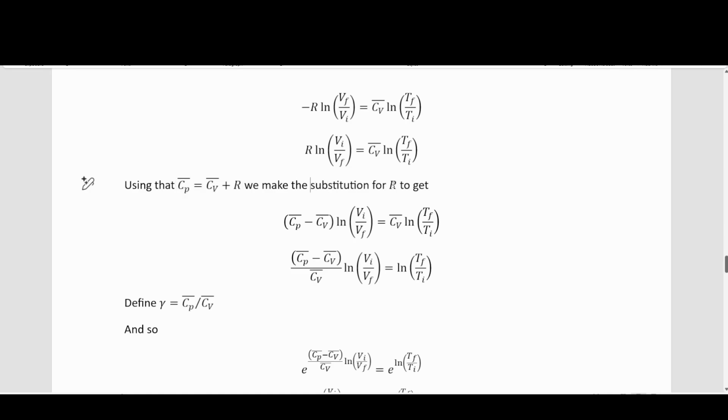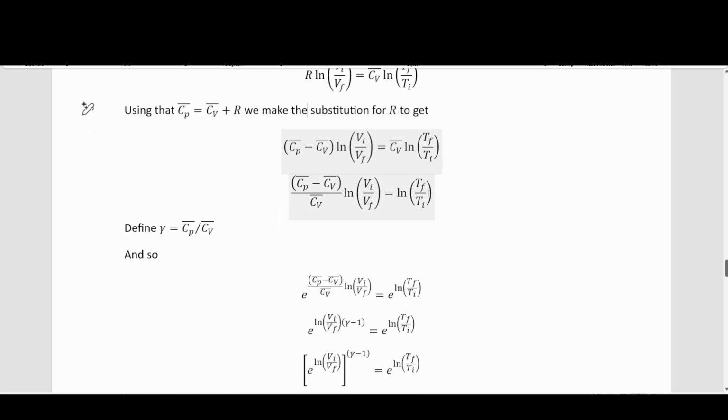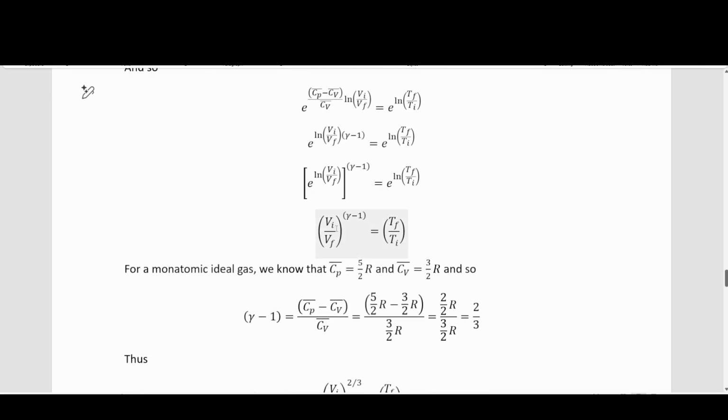We could use that the constant pressure heat capacity is equal to the constant volume heat capacity plus R to make this substitution for R right here. And so we do some rearranging, we end up with this right here. We'll just define C sub P over C sub V to be equal to this gamma right here, and then C sub V over C sub V would be equal to 1. So we end up with this gamma minus 1 right here.